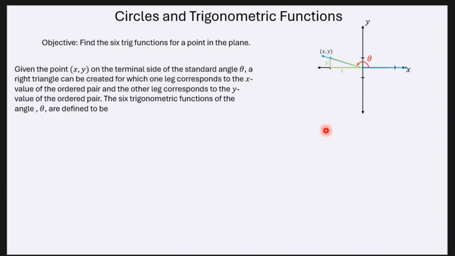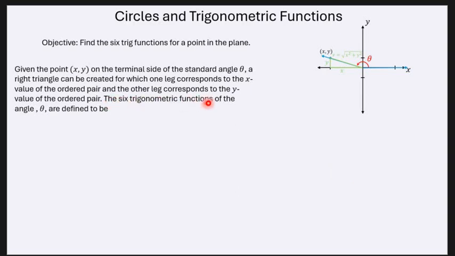So if I wanted to find the length of the hypotenuse, I could use the Pythagorean theorem, and I would get that the length of the hypotenuse, I'll call it r, is equal to the square root of x squared plus y squared. That's using the Pythagorean theorem.